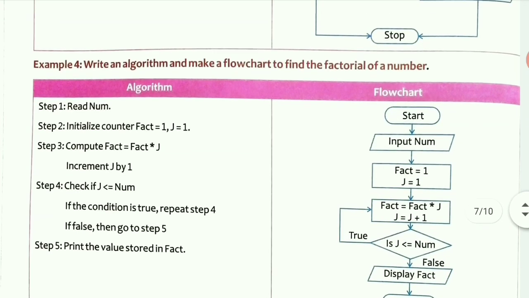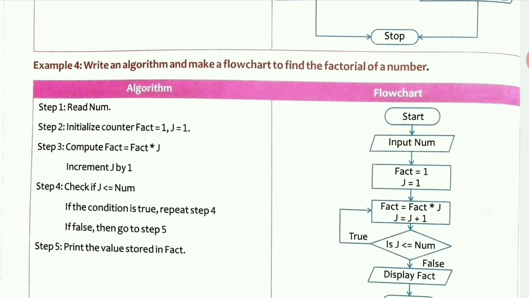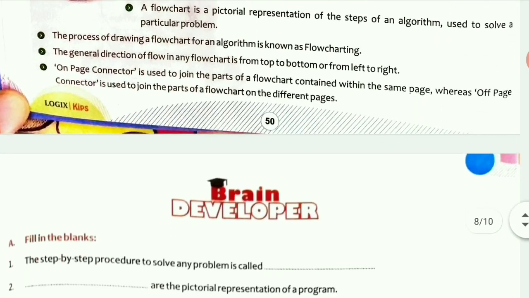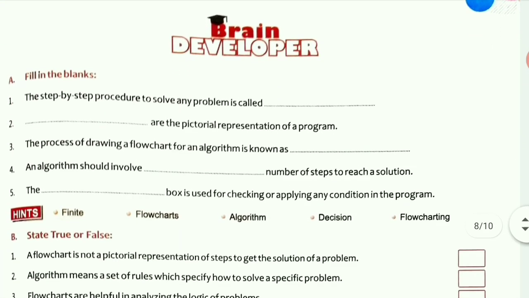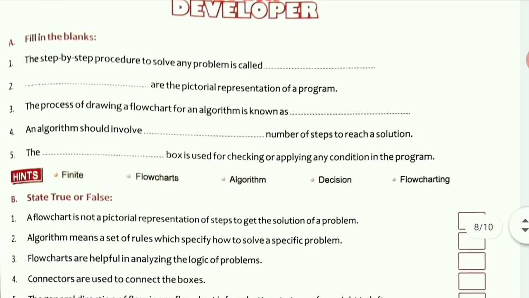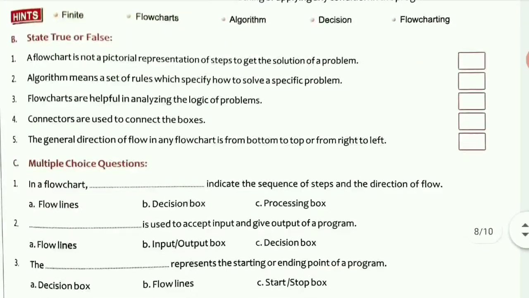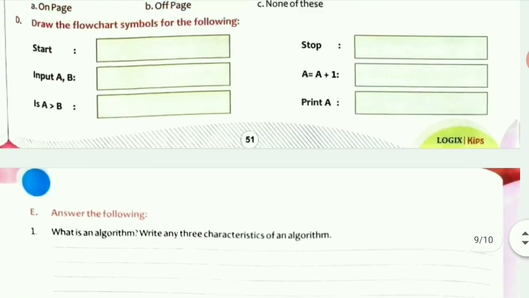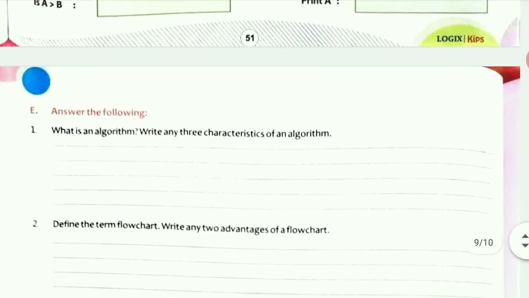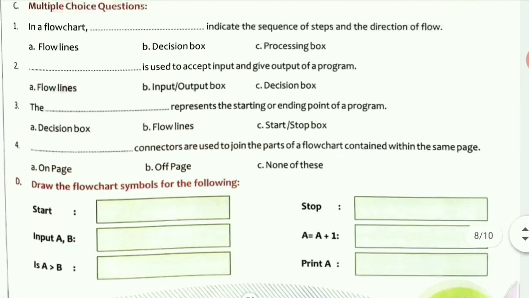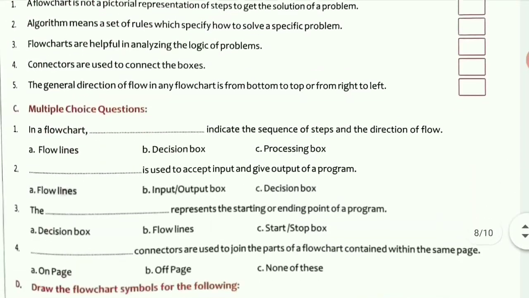So this is all about your flowchart and algorithm chapter, children, and I would like to say to do all the exercises that are given here, like fill in the blanks, true false, multiple choice questions, and draw the flowchart symbol for the following. Try to do it by yourself, and in the next class I will explain all the exercises.